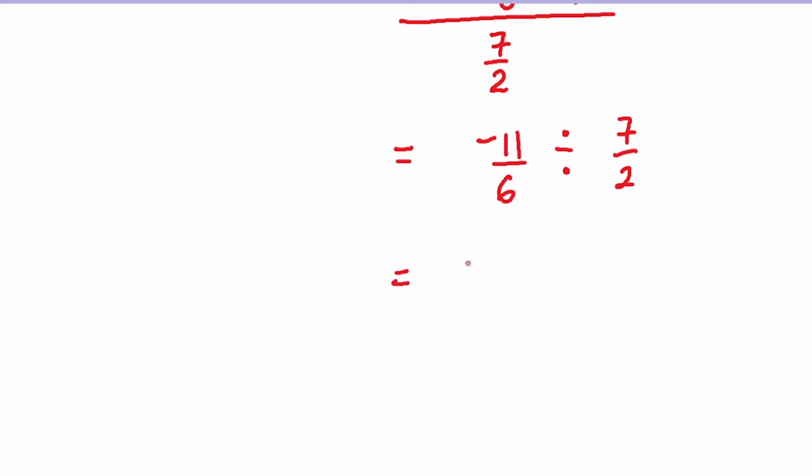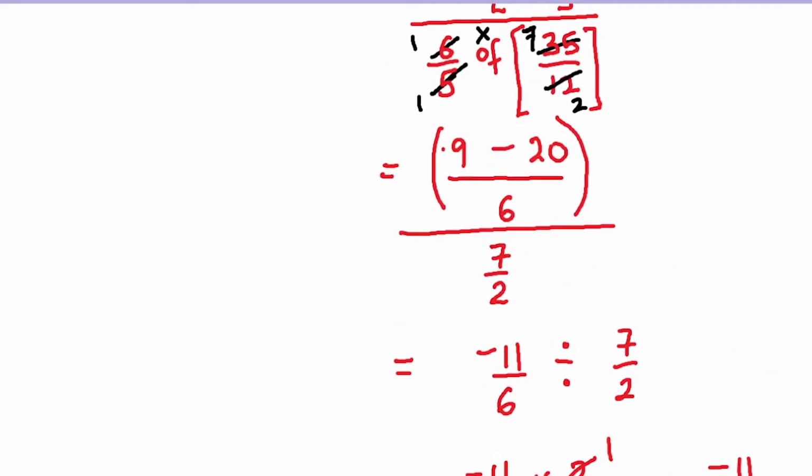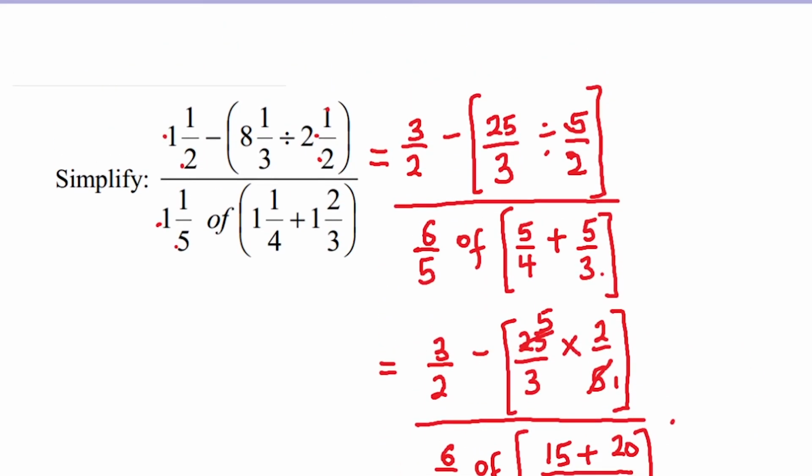And so this is going to become negative 11 over 6. Multiply that by 2 over 7, by 2 once, by 2, 3. So we shall end up with negative 11 over 21. So negative 11 over 21 becomes the answer to that expression they have asked us to simplify. Moving on to the next.